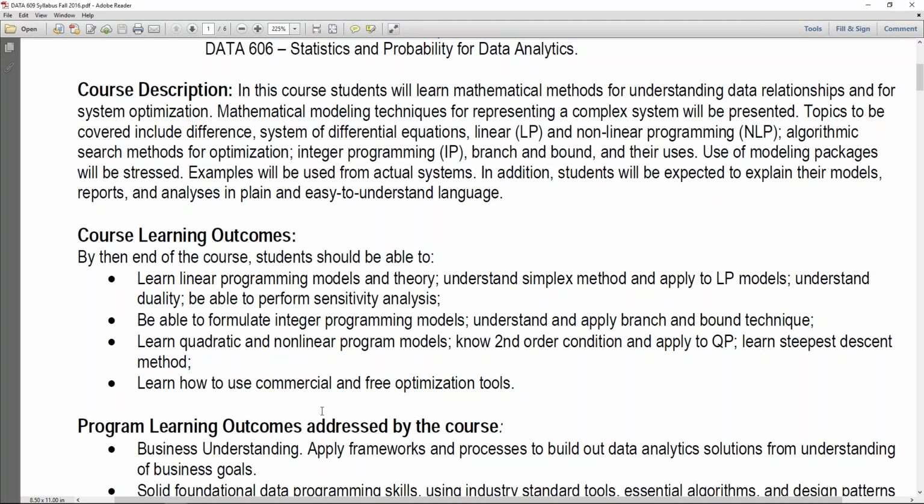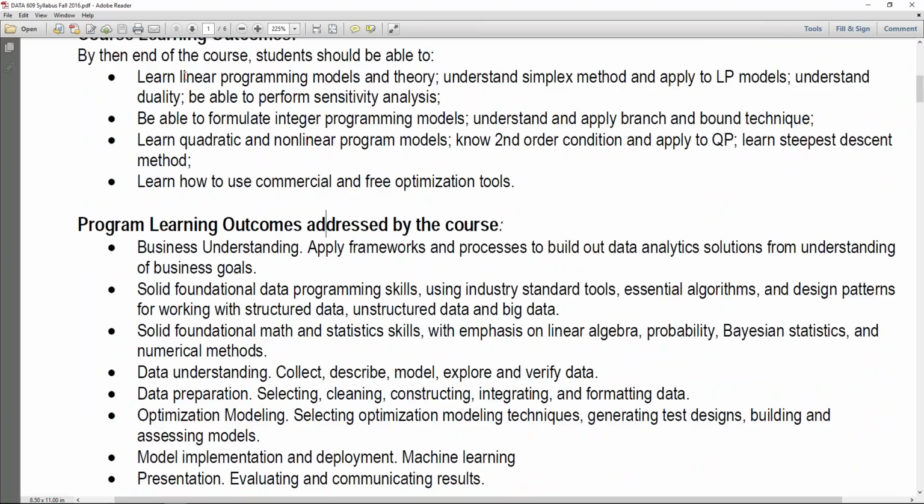So what we're trying to learn, including linear programming, try to understand simplex method, which is the LP solver method, and then understand duality, be able to perform sensitivity analysis. That's a key for linear programming. And then you will be able to formulate integer programming models and understand and apply branch and bound technique. And for nonlinear programming, you would know how to use second order condition and apply to quadratic programming, and then learn steepest descent method, which you have already studied some in the 605.